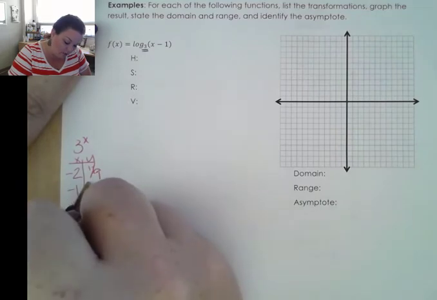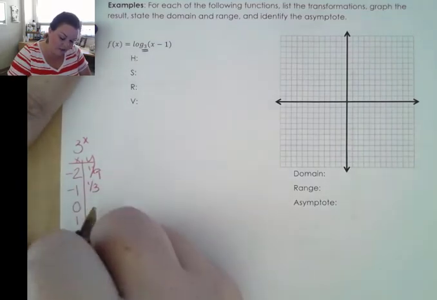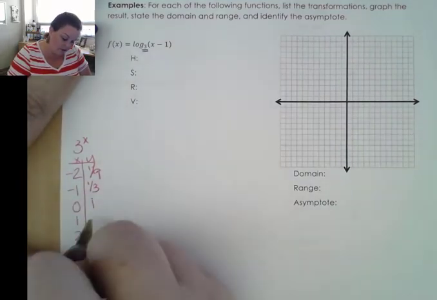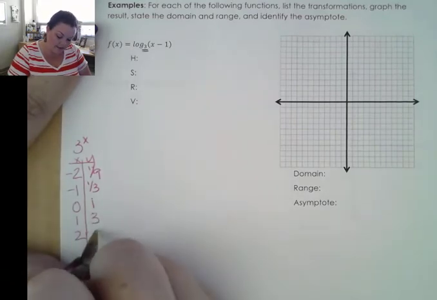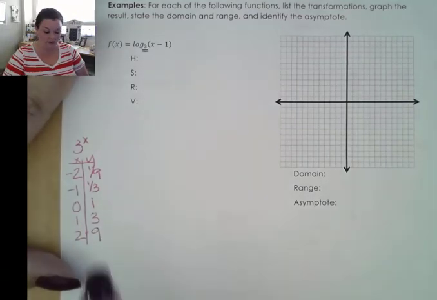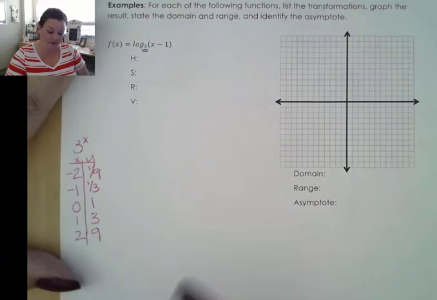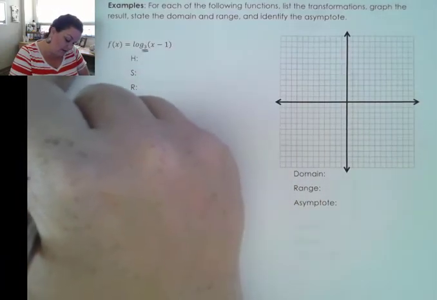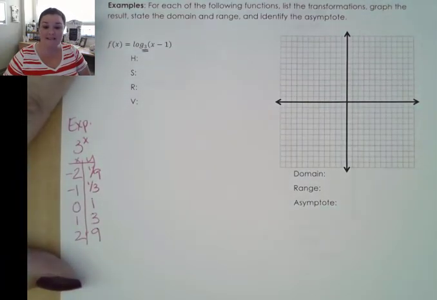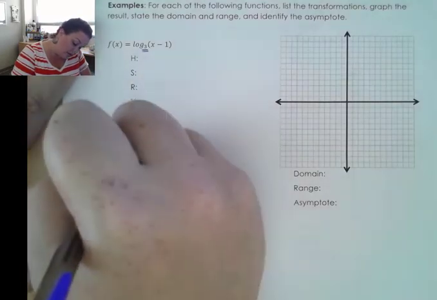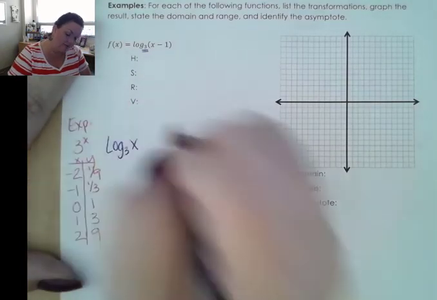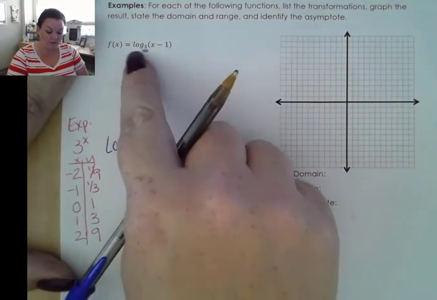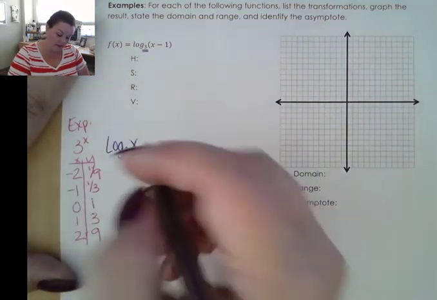3 to the -2 gives me 1/9. 3 to the -1 gives me 1/3. 3 to the 0 is 1. 3 to the 1 is 3, and 3 squared is 9, okay? So the whole reason I come up with this exponential version is so that I can swap it to get the log version. So the basic version of this log would just be log base 3 of x, okay?